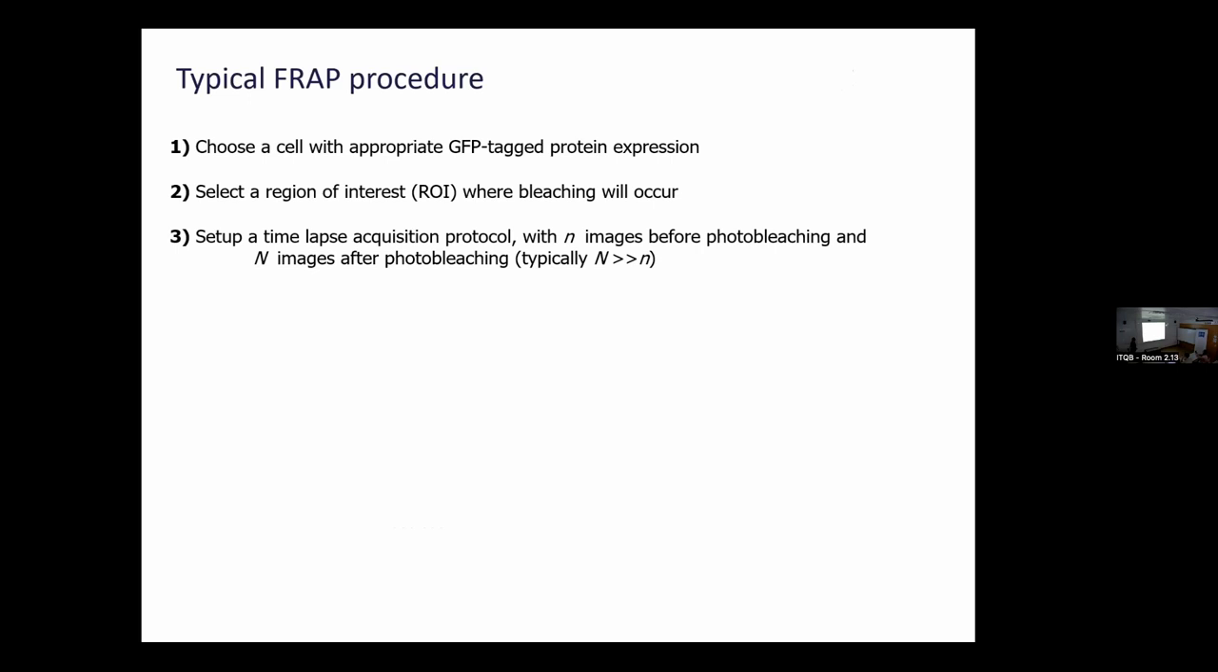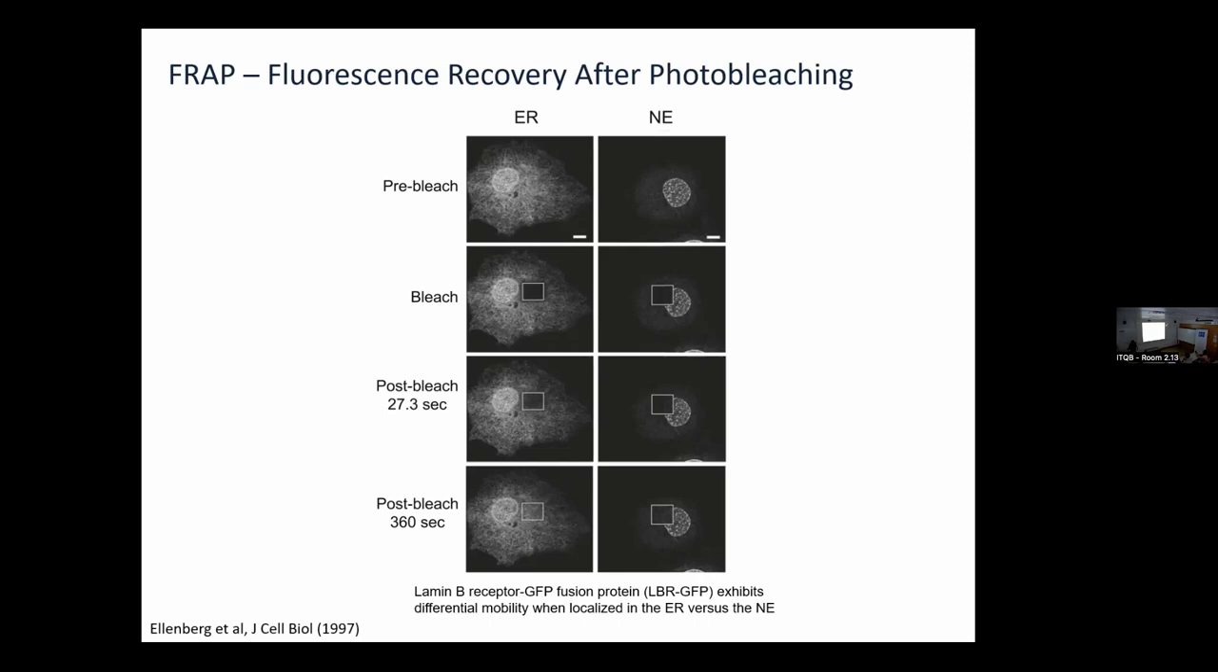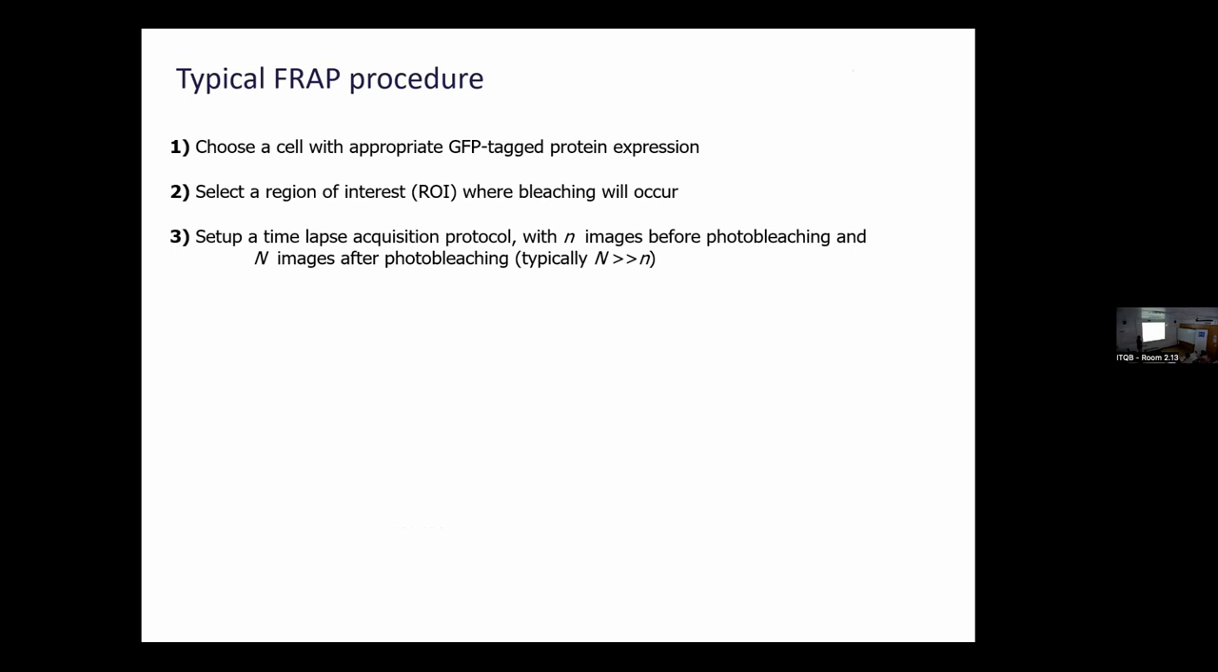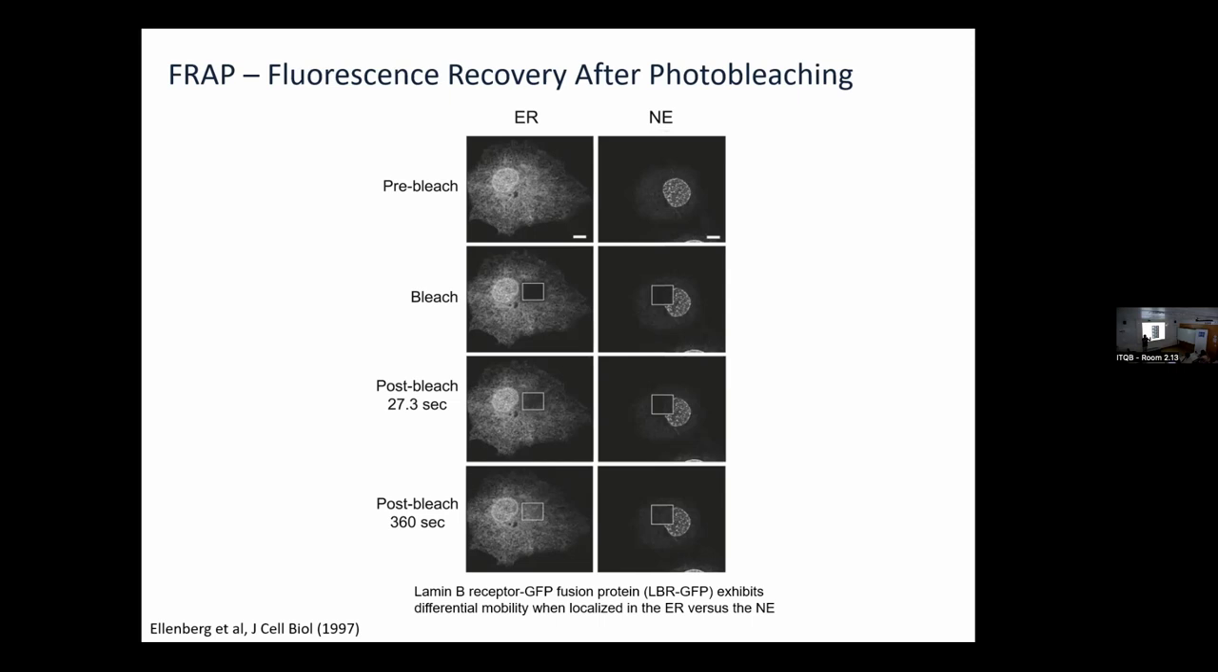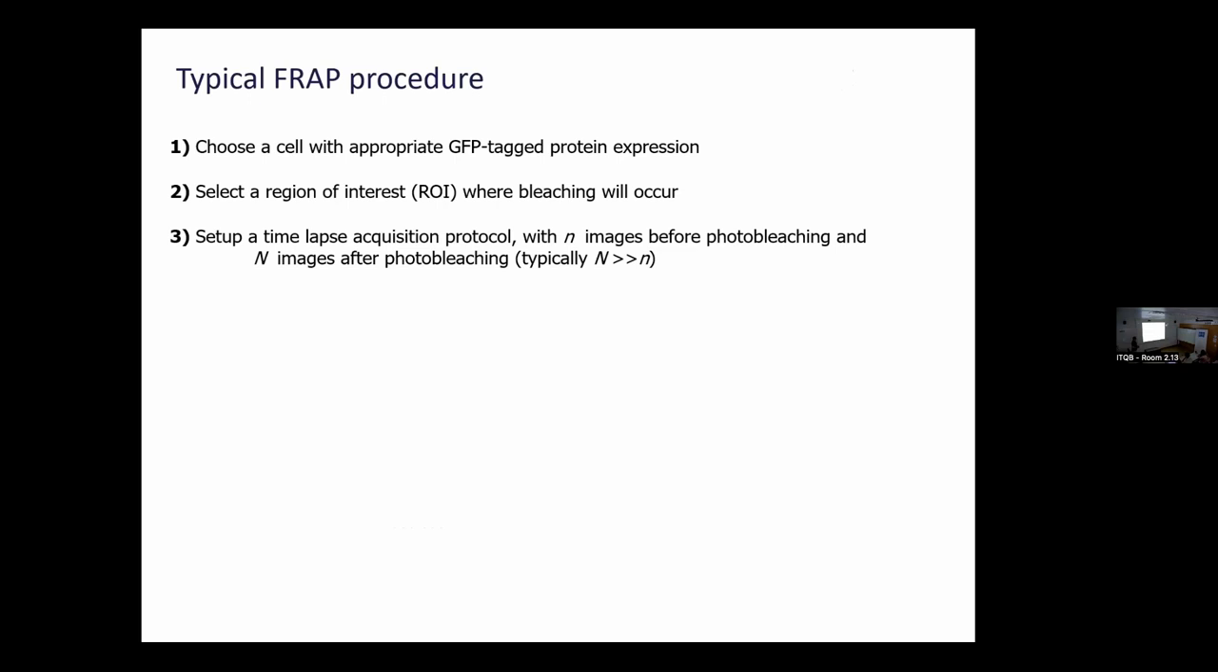So as you saw here in this example, it's actually quite simple to do a FRAP experiment on a confocal. You choose a cell with a GFP tagged protein. You define a region of interest that you want to bleach. In this case, they define a rectangle, but you can draw a circle, you can draw different shapes. Most of the confocal softwares nowadays allow you to freely define regions of interest with arbitrary shapes, and you set up a time lapse. You're going to acquire images over time. You want to see the dynamics.